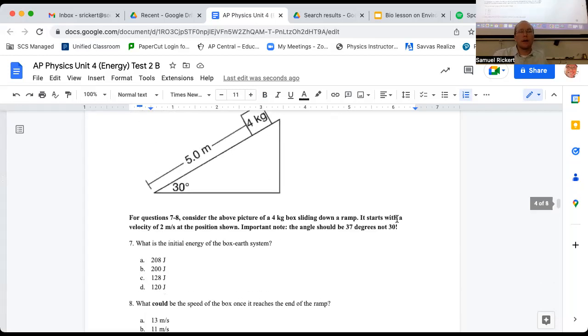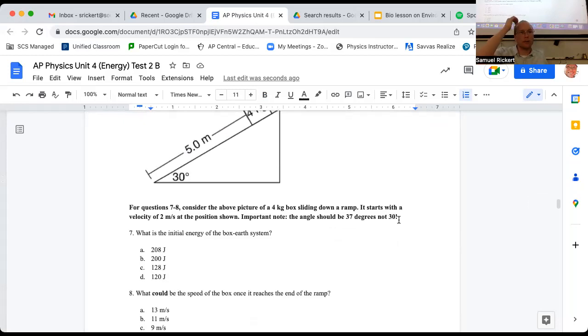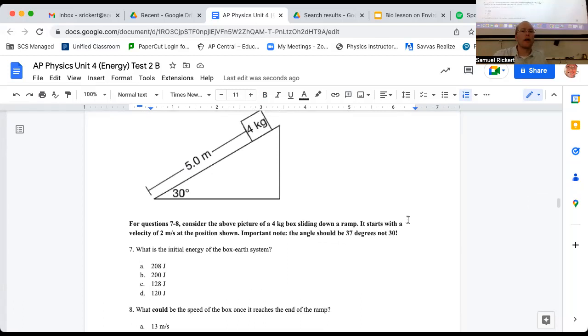Okay, next. What if we're going down a ramp? So we're kind of adding more and more difficulties as we go in the multiple choice section. What if we're on a ramp? So there's now angles. And important, the angle should be 37 degrees, not 30 degrees. So first, what is the initial energy of the box? If it's 37 degrees, what are the sides of this triangle?